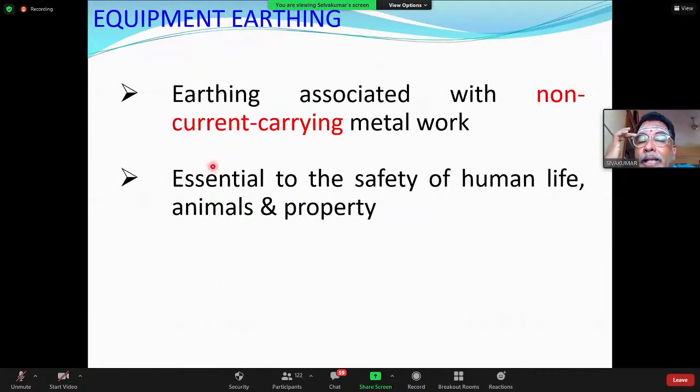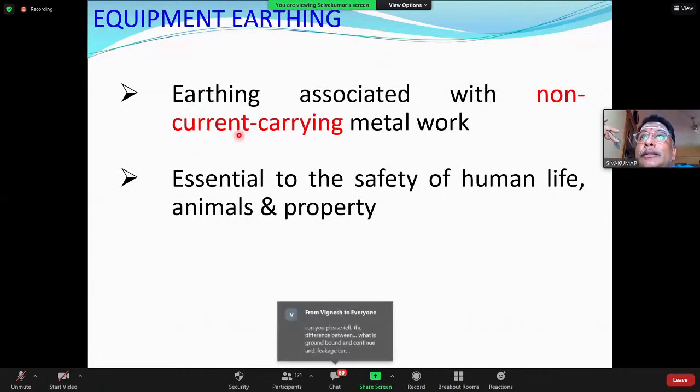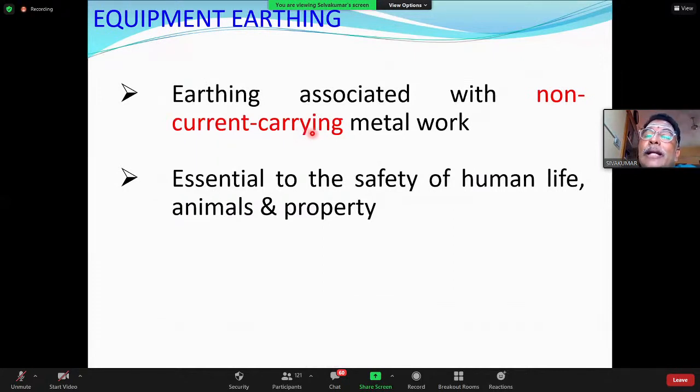Whereas equipment earthing is earthing associated with the non-current carrying metal work. Let us say you have a switchboard or panel board in layman's language. Inside, the bus bars, switch gear, all those current carrying parts are there. The outside metal enclosure is generally not current carrying, but it is capable of carrying current. It will not carry current in the normal condition. It will carry current only when there is an insulation failure, a fault inside. But it is also a metal, it is capable of conducting current. So earthing of this metal enclosure, which is normally non-current carrying but can carry current, is called equipment earthing. Here the objective is safety of human life, animals and property.